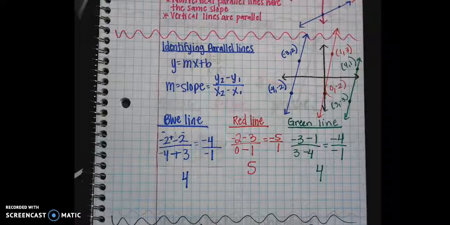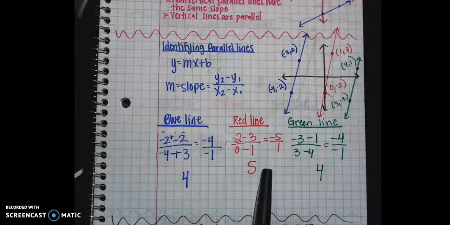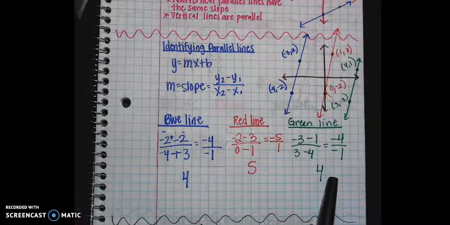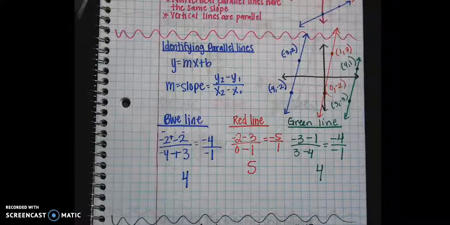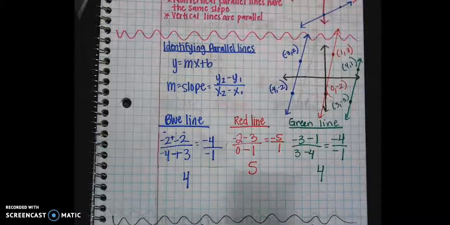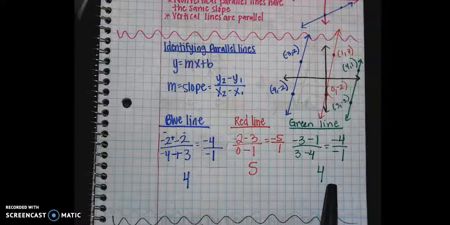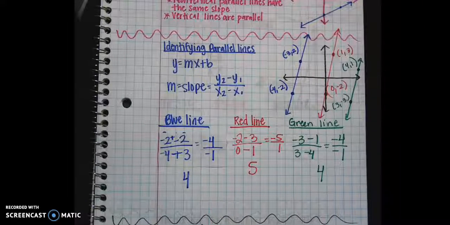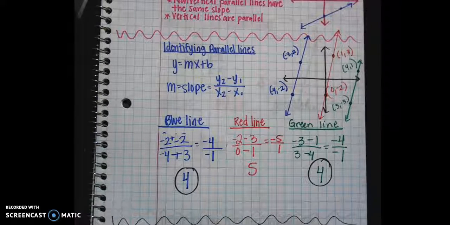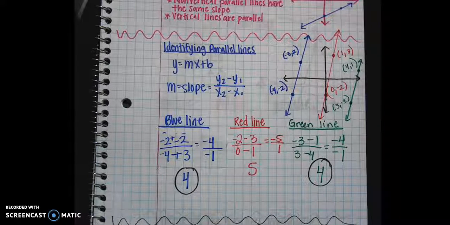So now let's talk about this. Blue line slope is 4. Red line slope is 5. Green line slope is 4. So what that's telling you is that the blue line and the green line have the same slope. And if they have the same slope, that means they're parallel and they're never going to touch. So you should know that the blue line and the green line are going to be your parallel lines. Okay? So that's how you guys can figure out if they are parallel. They're going to have the same slope.